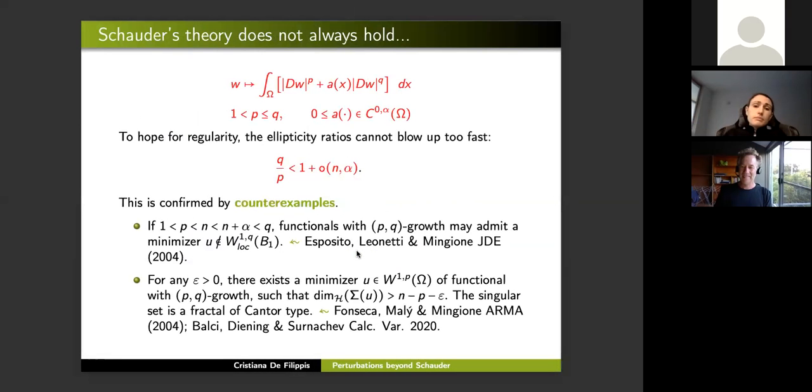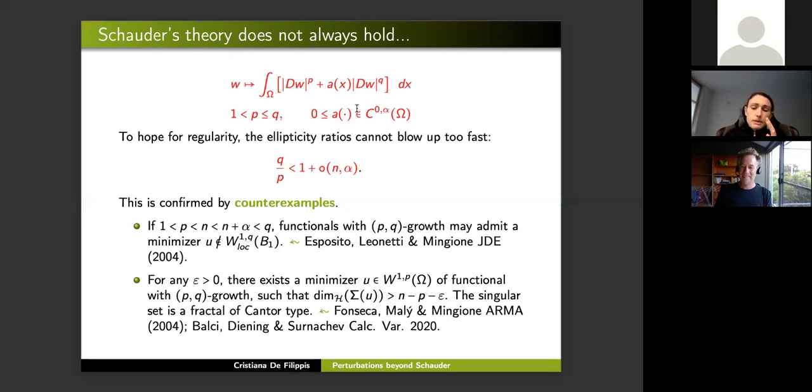Okay, now let me have a look at this very privileged model, which is the double phase one. We already saw that for having hopes of regularity already in the autonomous case, P and Q cannot be too far apart from each other. Moreover, as I told you before, the problem with the double phase is the non-local ellipticity ratio, while the pointwise one perfectly behaves.